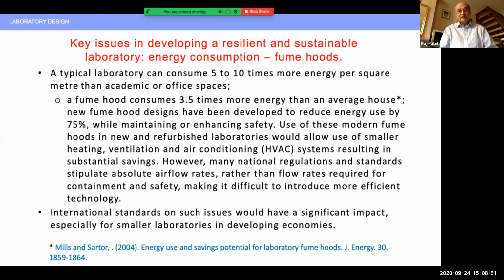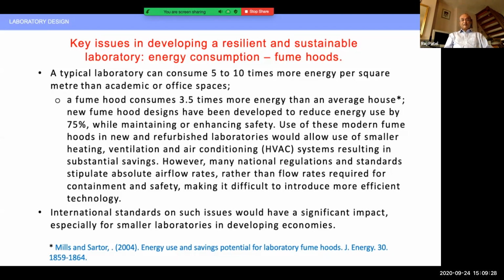They use 5 to 10 times more energy than an academic or an office space. A single fume hood would use about 3.5 times more energy than an average house. Here I'm referring to an American household. So they use a large amount of energy and obviously have an impact on climate and environment. Some of the new designs can reduce the energy input. And if you do that, you also have less demand on your heating, ventilation, and air conditioning systems, resulting in substantial savings.